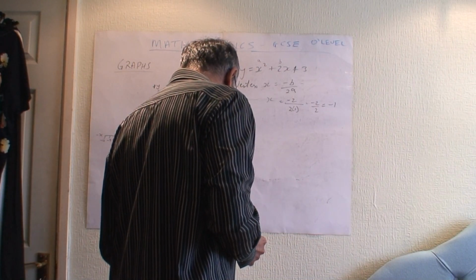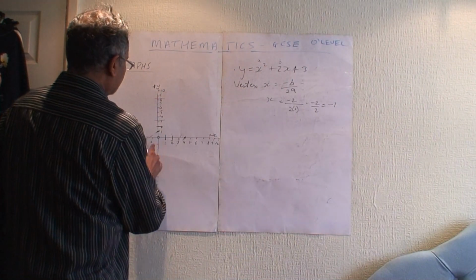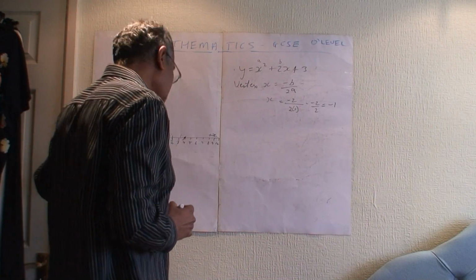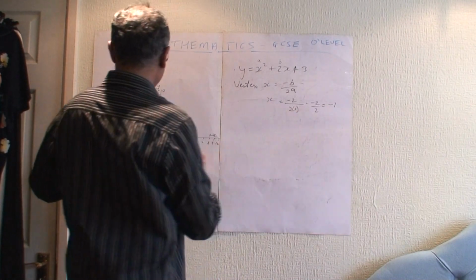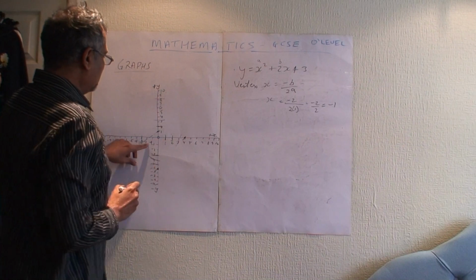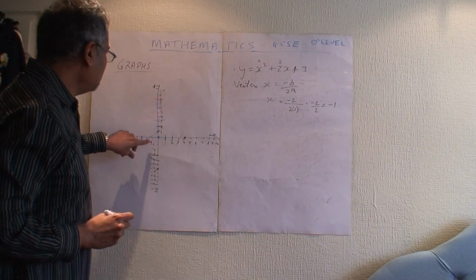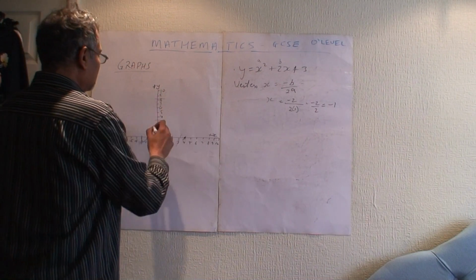Okay, the minus 1 is there. So the x value of minus 1 is here. That's the minus 1 that we're looking at. So the vertex is somewhere along the minus 1.